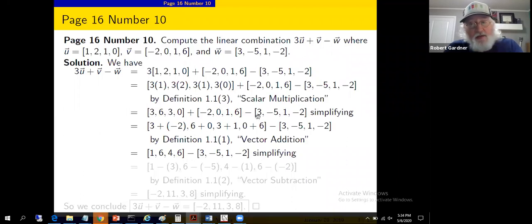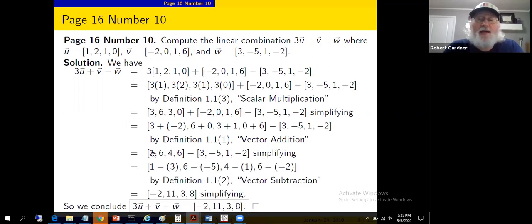We'll still take subtraction by this vector over on the right-hand side, but who says you do that? Definition of vector addition says you do that. Let's simplify. 3 plus -2 is 1. We get a 6. 3 plus 1 is 4. 0 plus 6 is 6. We still got this thing sitting over there. And now let's do the vector subtraction. You subtract corresponding components. No surprise there. Simplified, it looks like you get the vector -2, 11, 3, 8.